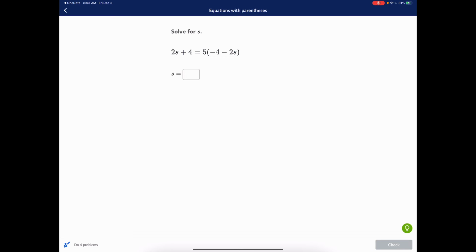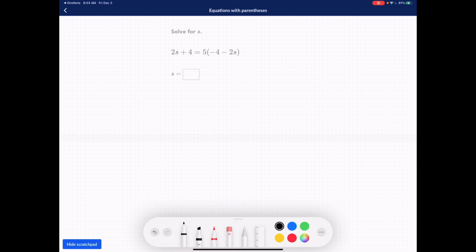Now we're going to do equations with parentheses, which is basically building off of what we just learned. Let's try this problem out. Pause the video and try it out. I'm assuming that you did. All right, we got 2s plus 4 is equal to 5 times negative 4 minus 2s.